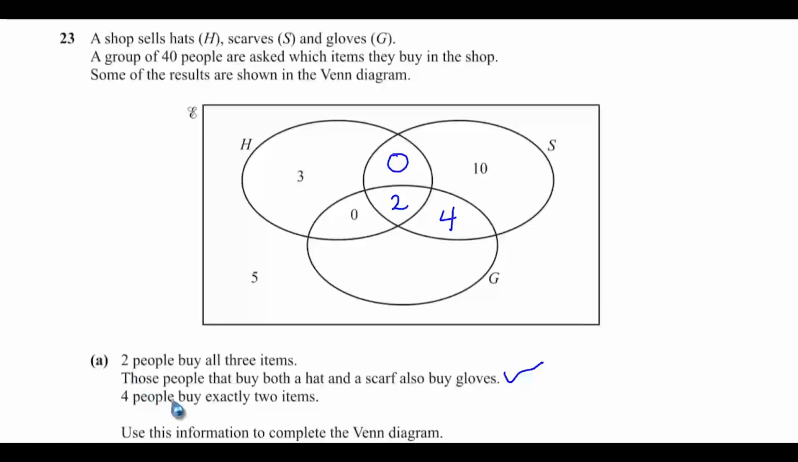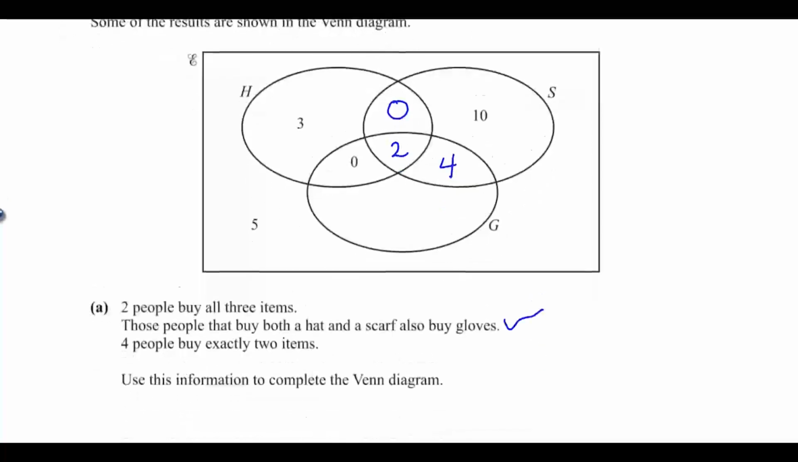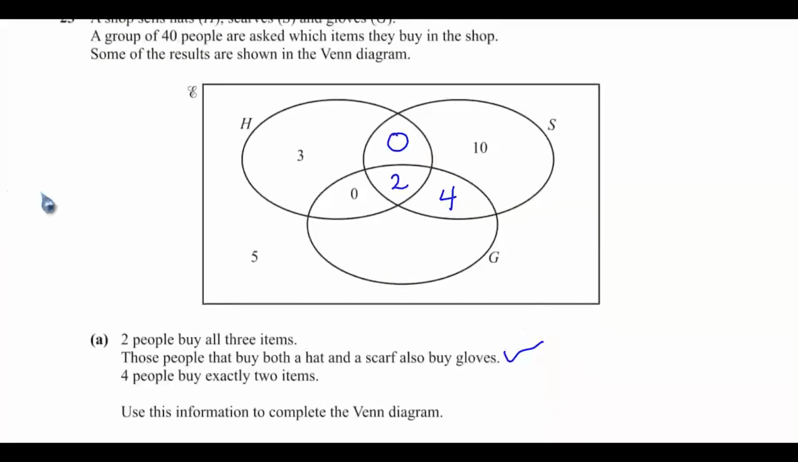So use this information to complete the Venn diagram. I think I'm almost done. What I have left is just this place, which is the gloves only. So what you need to do is to add all these numbers together and subtract it from the population 40. That would be G only.